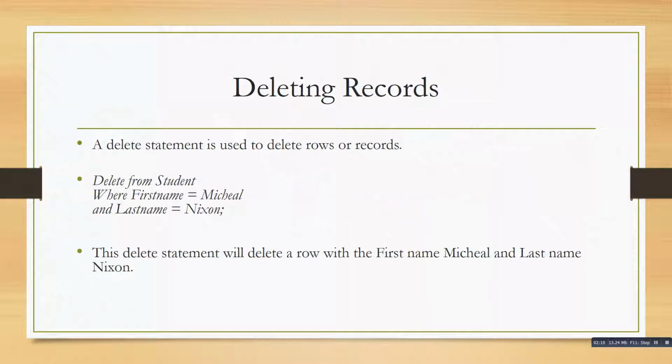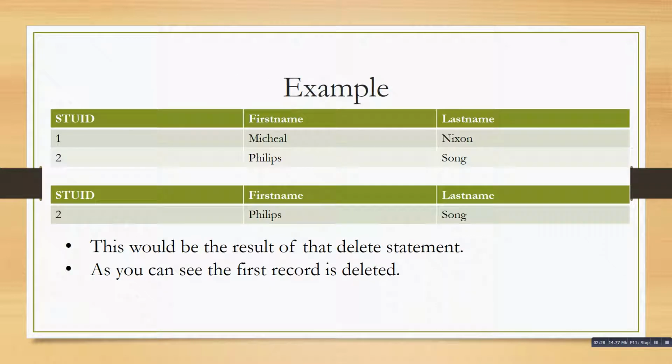Okay, on deleting a record, this is the statement. So basically, you delete from student, where first name is Michael and last name is Nixon. It's pretty simple, to be honest. It's pretty straightforward. So if we plug this into the VM, to our database, as you can see, the first table up here has 2 records. The second table would be the one we would get back. As you can see, record number 1, Michael Nixon, is no longer there.